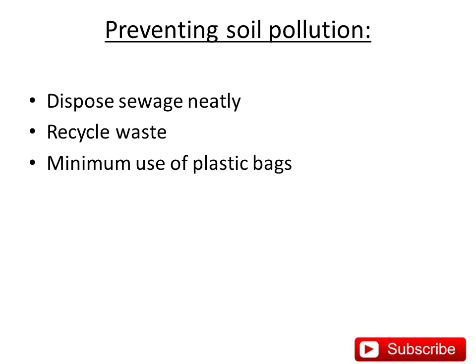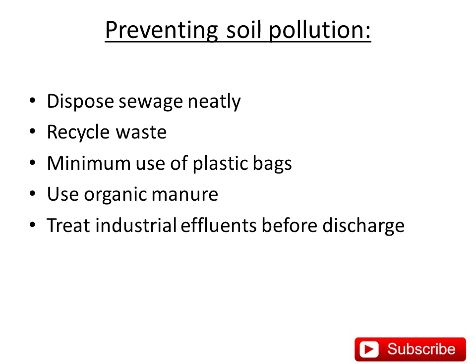There should be minimum use of plastic bags and polythene bags as they are very harmful to our environment, and also they cause soil pollution and different diseases. Use of organic manure. Organic manure is useful as it is the best fertilizer for agriculture, and also the vermicompost, which can be used as manure. And the treatment of industrial effluents before discharge, as we know that there are primary sewage treatment and secondary sewage treatment plants. This can be used for the prevention of soil pollution.